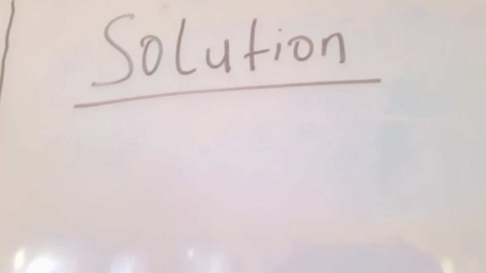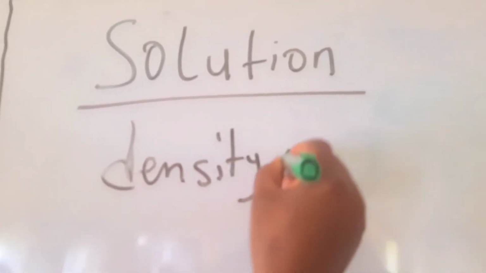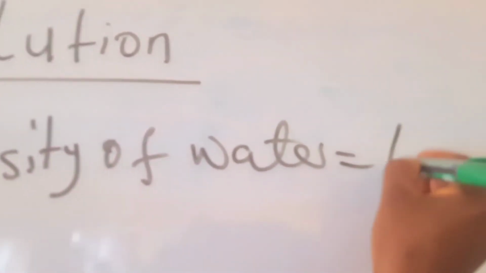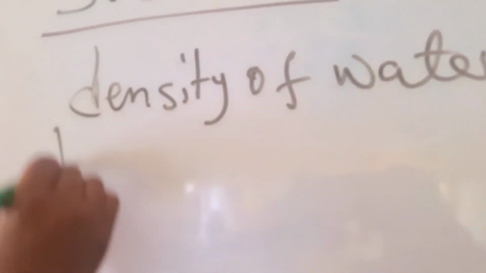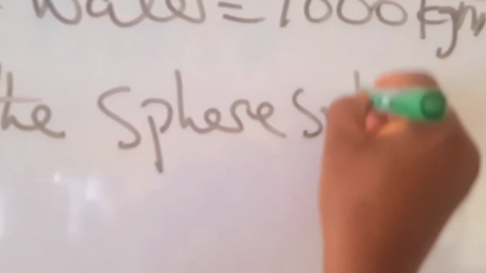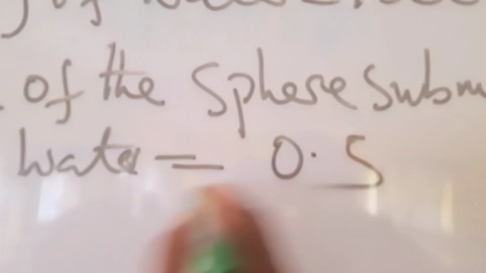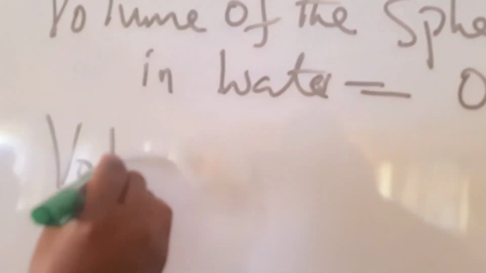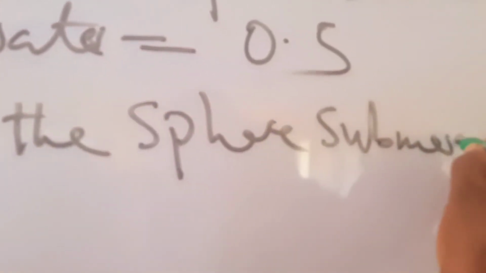Now, first of all, we bring out our known parameters. First of all, we start with density. The density of water is given as 1,000 kilograms per cubic meter, and the volume of the sphere submerged in the water is given as 0.5. The next one, the volume of the sphere submerged in oil is equal to 0.4.